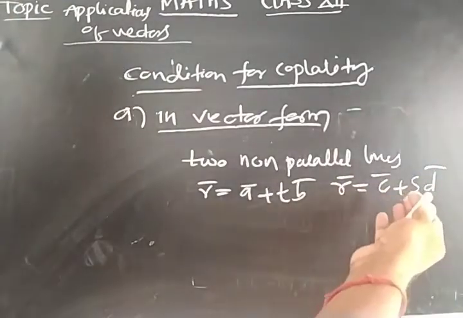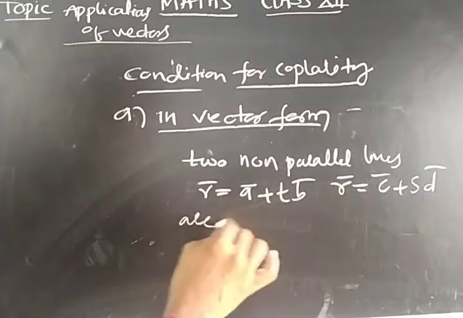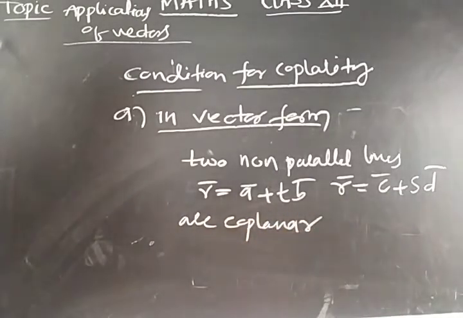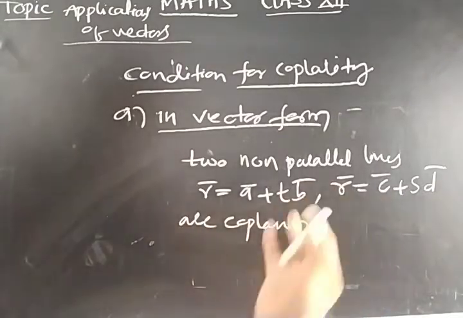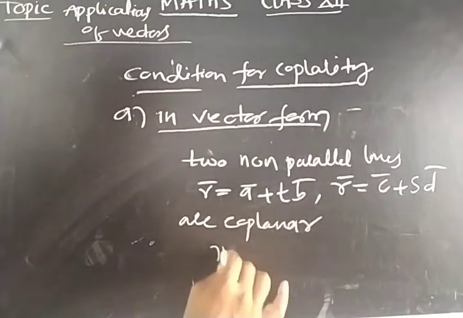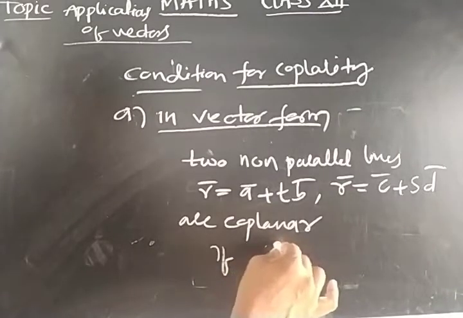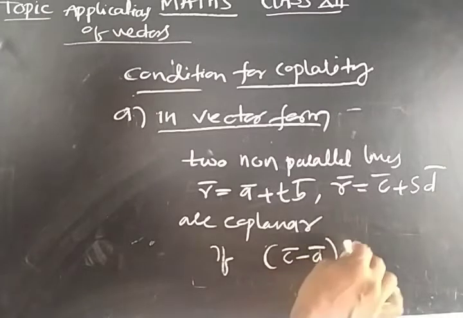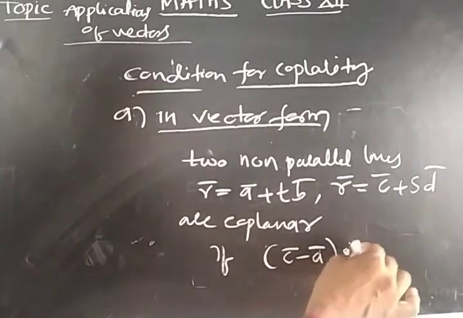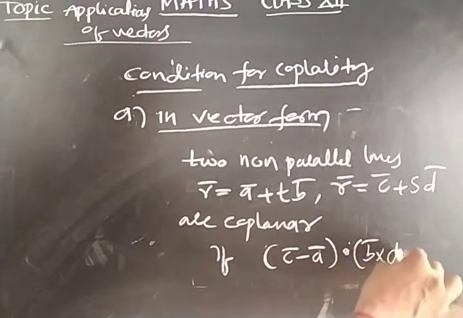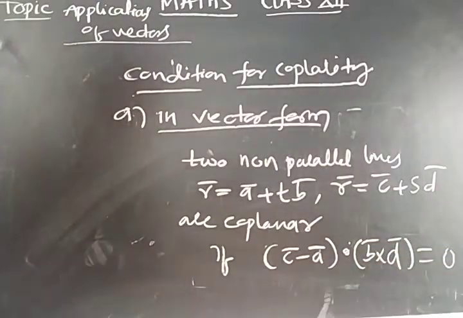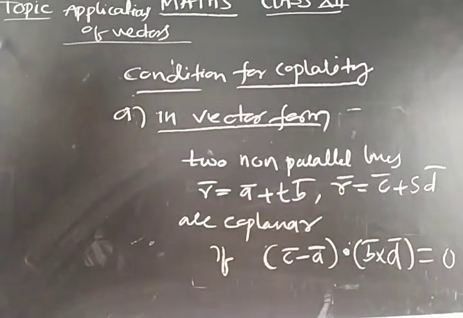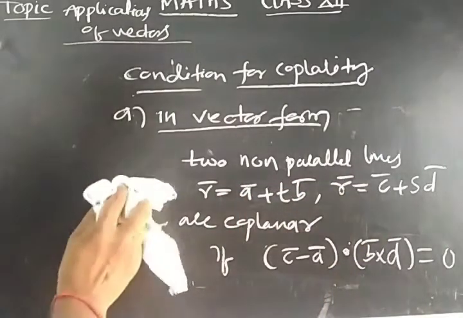I am taking two non-parallel lines that are coplanar. Coplanar means they are lying in the same plane, right? These two lines are non-parallel but they are coplanar if the condition is that, in vector form, c bar minus a bar dot b bar cross d bar is equal to 0. If this dot product is 0, then we can say that these two non-parallel lines are coplanar in vector form.